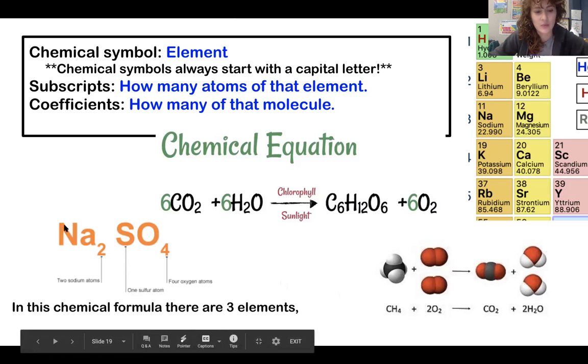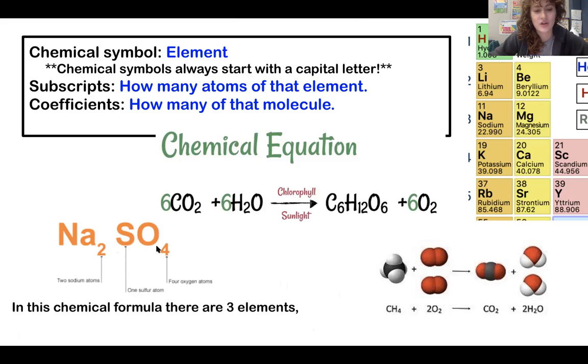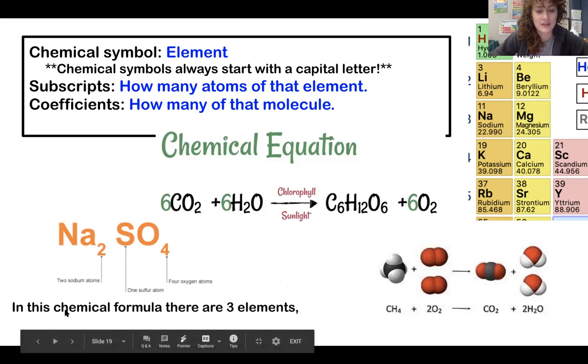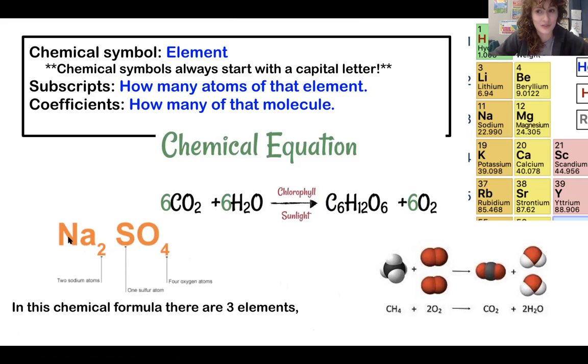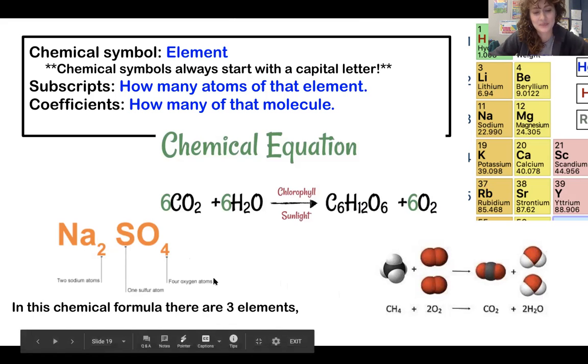So check this one out. We have Na2SO4. So in this chemical formula, we have 3 elements, Na, S, and O. So to find elements, all you have to do is count the number of capital letters that you see in a chemical formula. So Na has 1, S has 1, O has 1. So that's 3 elements. Now, how many atoms are there is a little bit trickier.